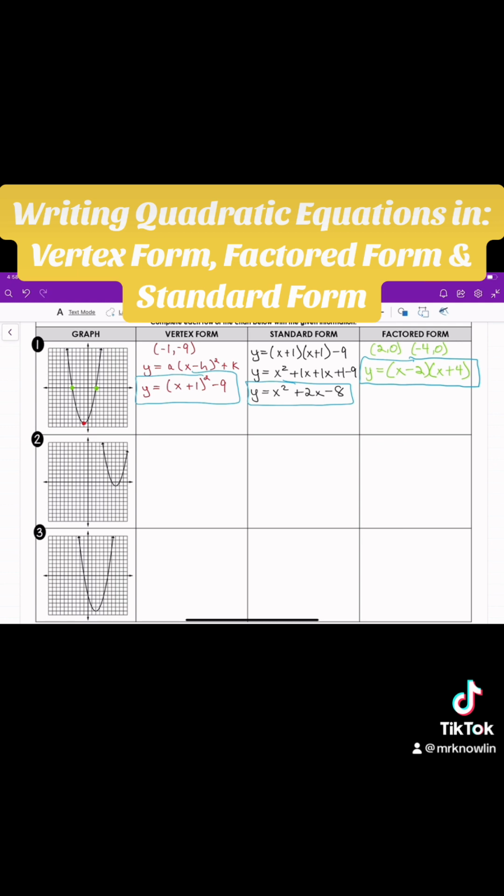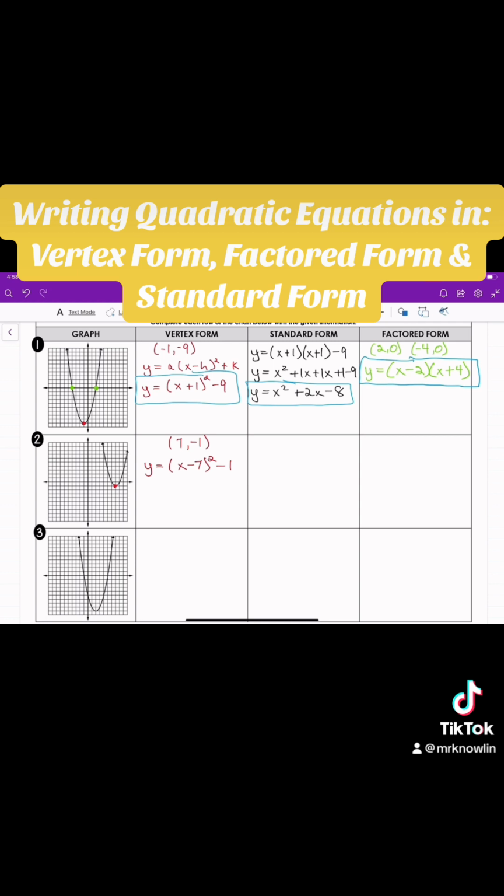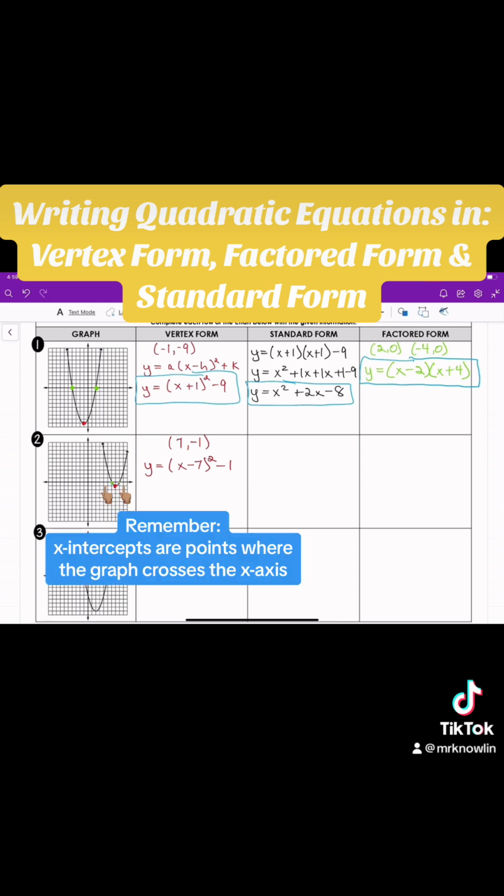So now let's take a look at number 2. One more time, for the vertex form, we identify the vertex. Our vertex here is +7 and -1. So if we write it in vertex form, it's going to be y equals (x minus 7) squared minus 1. Now, if we do our factored form, we have to identify our x-intercepts, which are right here.